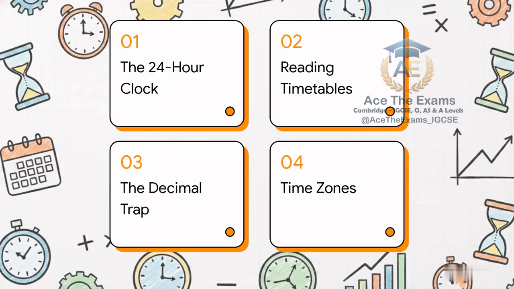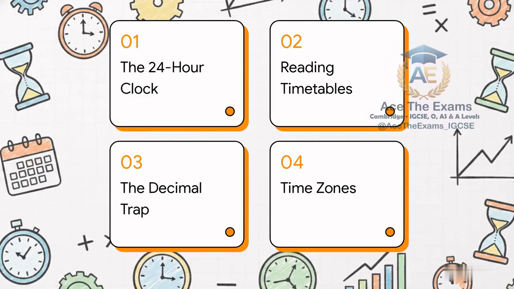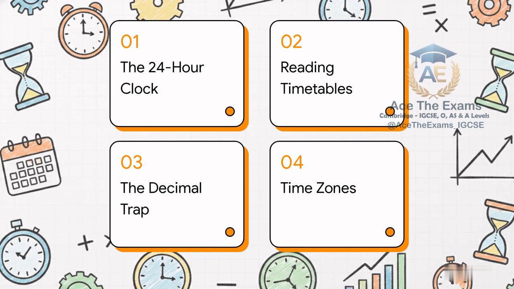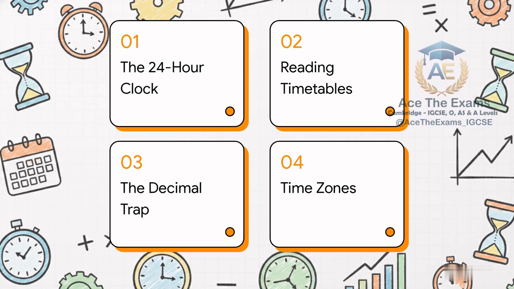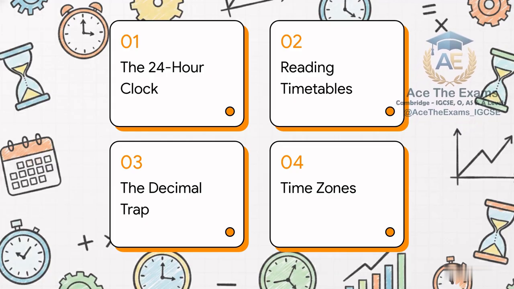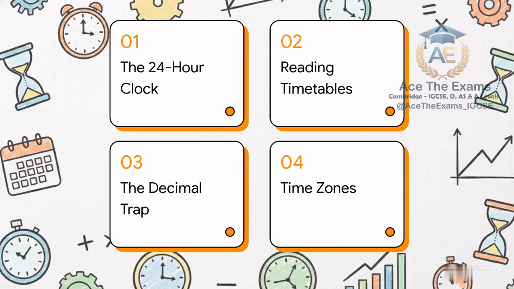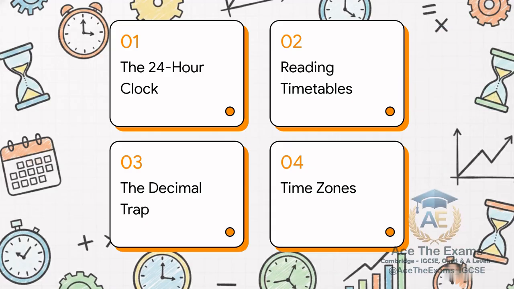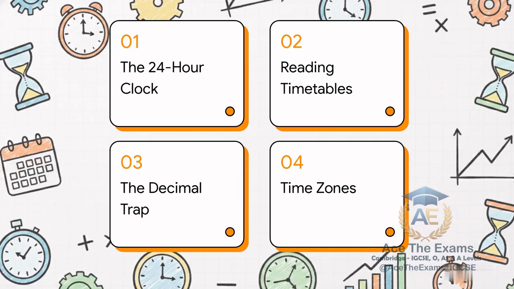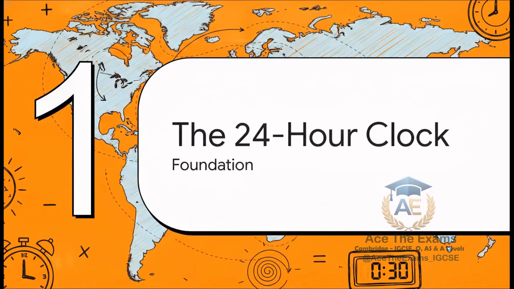Here is our game plan for today, to take you from a complete novice to a true master in time calculations. We'll start with the foundation, the 24-hour clock. Then we move into tactics, reading timetables. After that, we navigate the biggest danger zone, the decimal trap. And finally, we achieve absolute mastery by tackling time zones. Let's do this. Section 1.